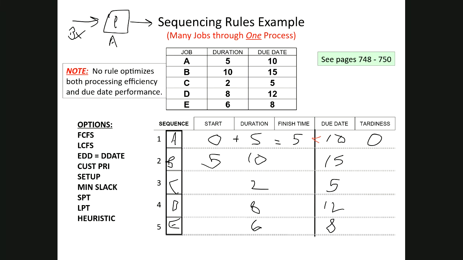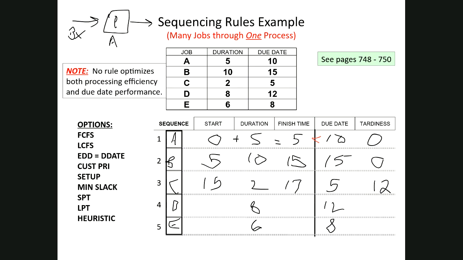It'll finish at time 15. That equals the due date. And so it meets its due date, so it's not tardy at all. Now C starts at time 15. It takes 2, so it finishes at time 17. But in this case, it is tardy, and in fact, it's late by 12 hours.